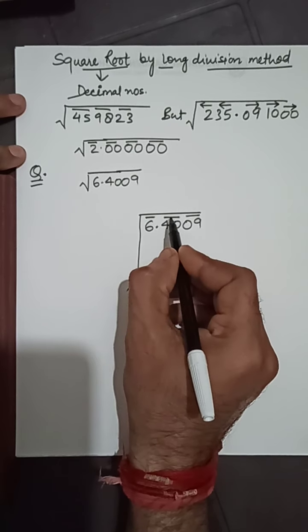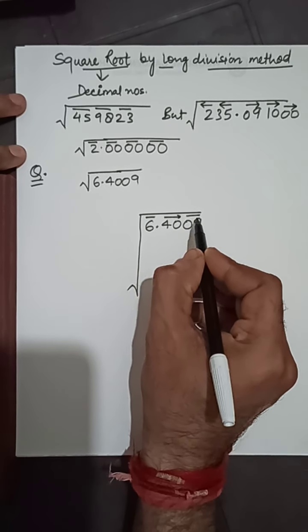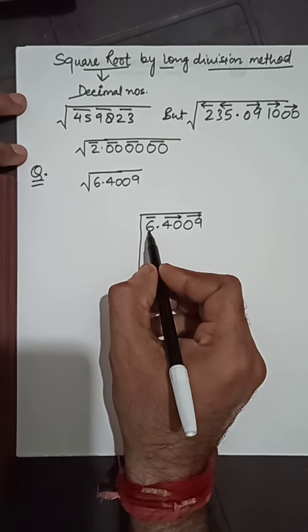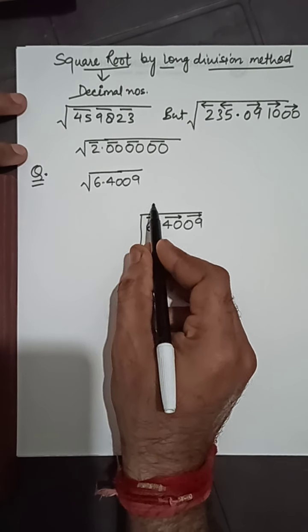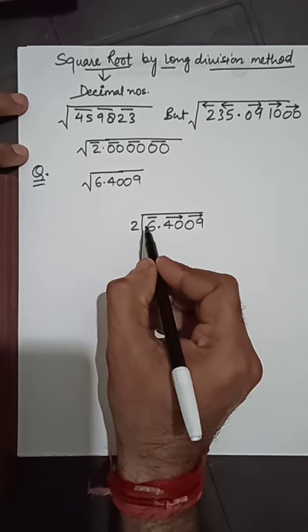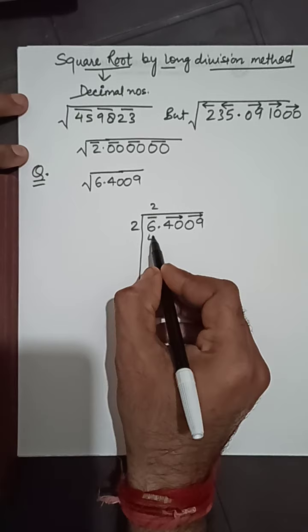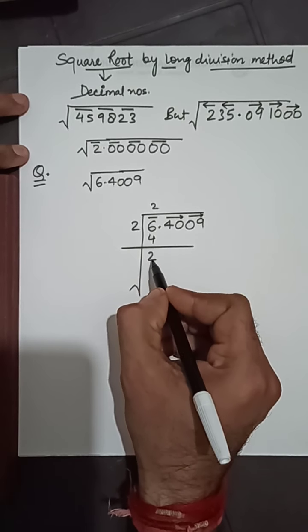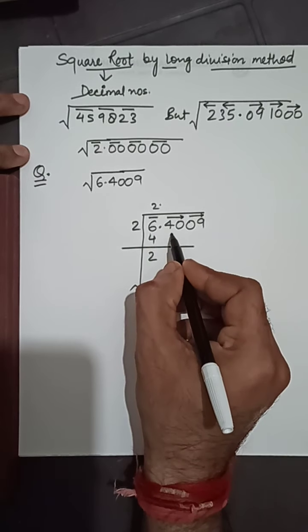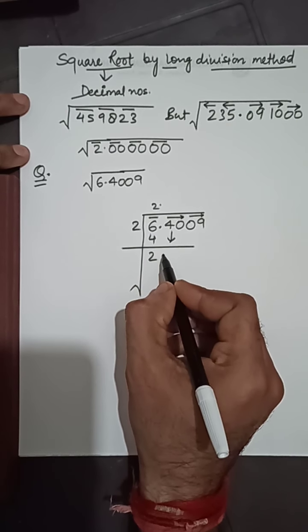You have to remember the direction, it is going this side. Now here it is 6. Take a suitable number as a divisor and quotient whose square is equal to 6 or just less than 6. So we can take 2 over here. 2 times 2 is 4. 6 minus 4 is 2. Shift the decimal to the quotient and then carry down the next period.